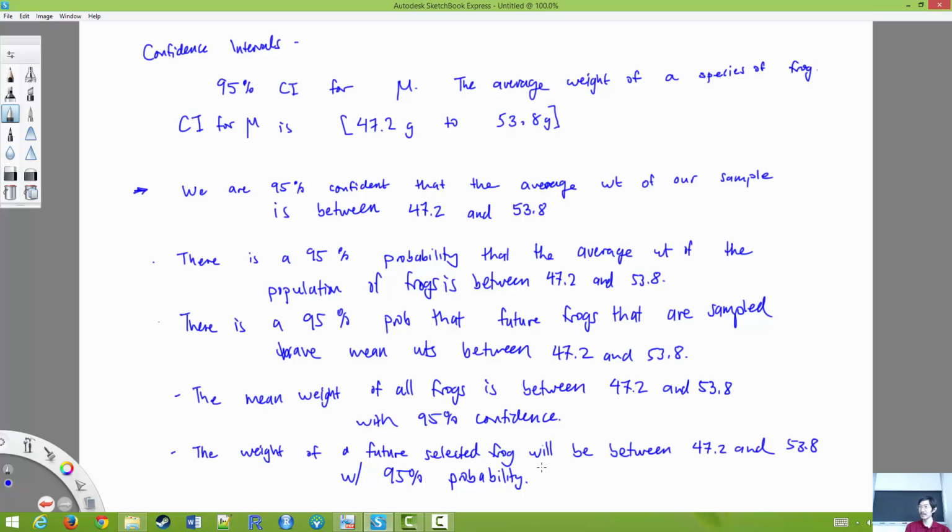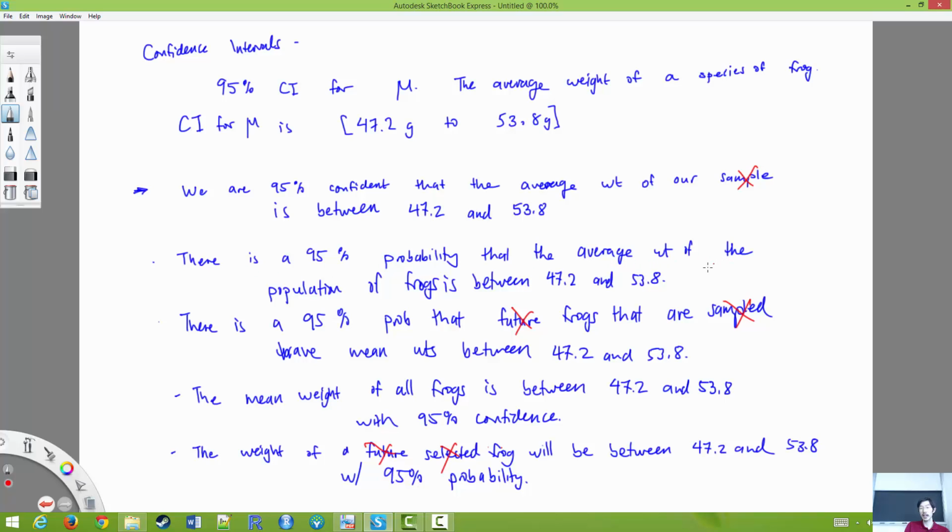I'd say the second to last, because it's based on the population. It's not based on the sample, not based on samples or future selected frogs. That's true. Okay, so it's based on the population. This one says sample, so that's no good. And this one talks about future frogs that are sampled, so that's also not correct. And not future selected frogs. Okay, so we're down to this one.